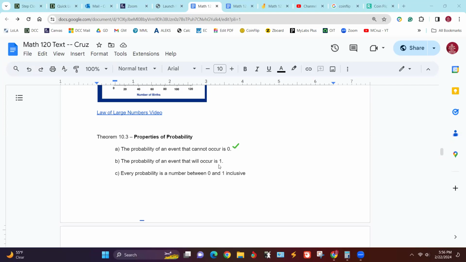Now, that being said, those are the 2 endpoints. The probability is always going to be between those. And that's why I said earlier, the probability is always a fraction. Now, it doesn't have to be written as a fraction. It can be written as a decimal, but the probability always has to be within 0 and 1. It can never be negative, never greater than 1.